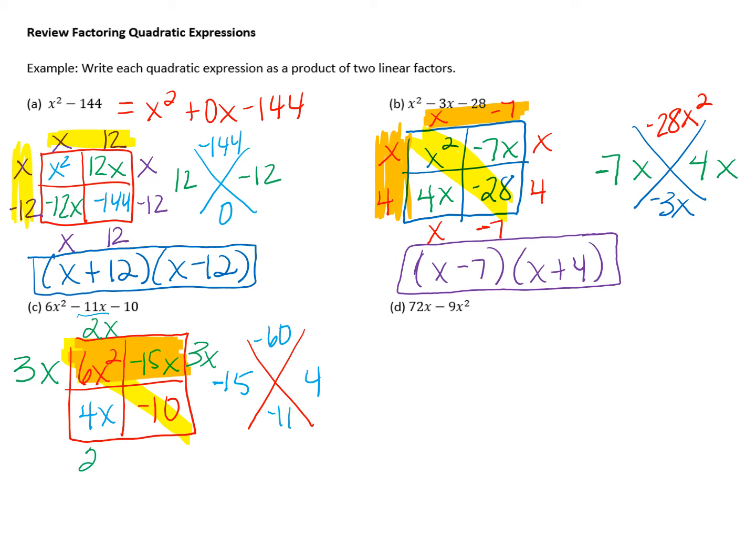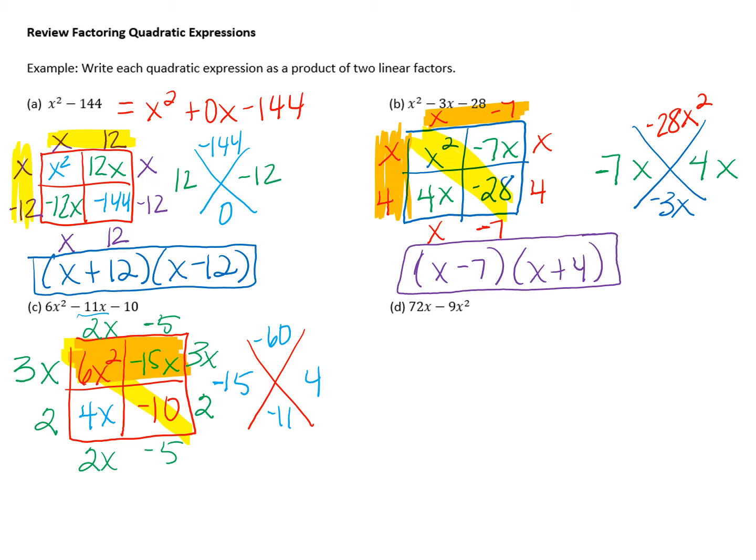And I can put that 2x on the bottom. And I can say 3x times what gives me negative 15x, and that would be a negative 5. Put that on the bottom. Then going to the second row, 2x times what gives me 4x, and that would be 2. Put the 2 here, double check, negative 5 times 2 is negative 10, and that is.